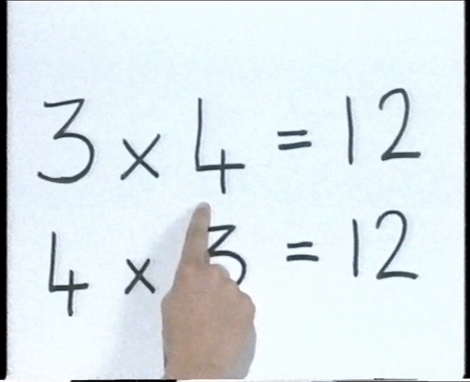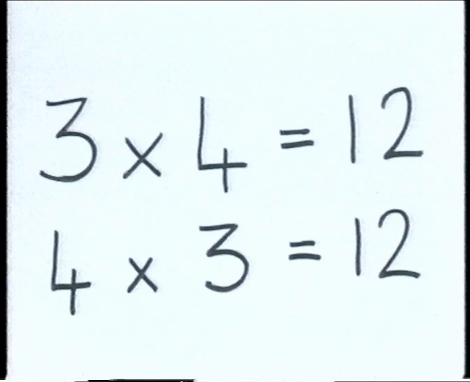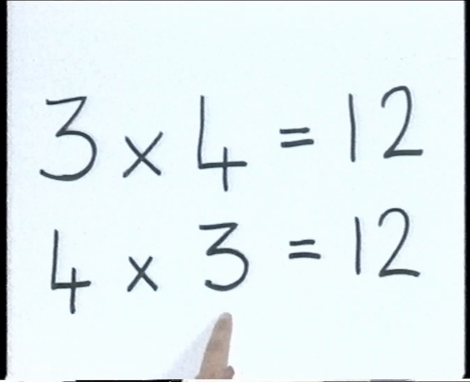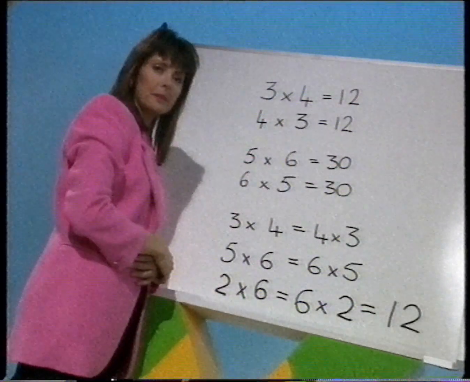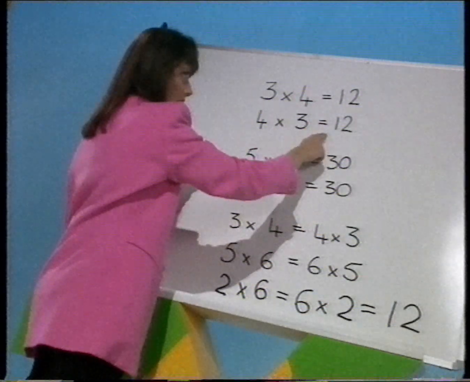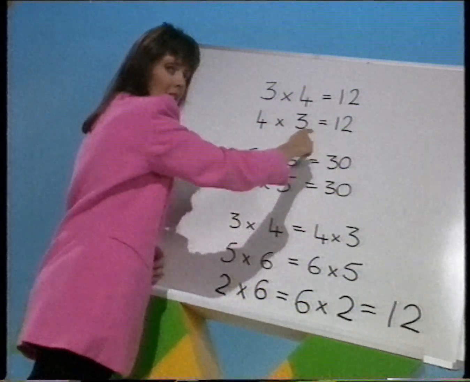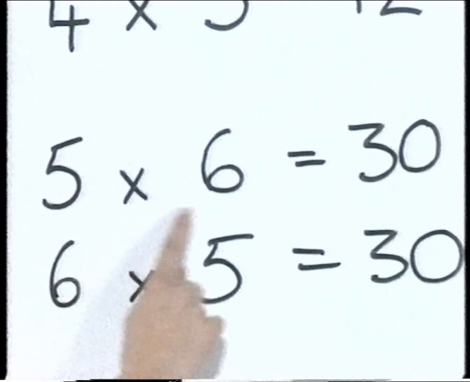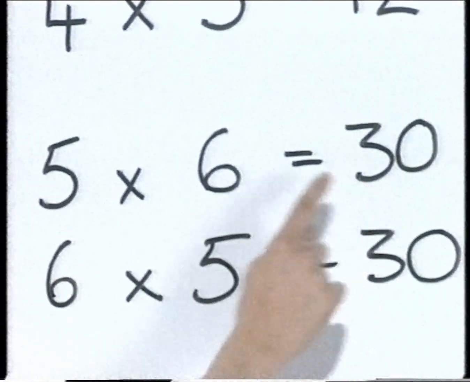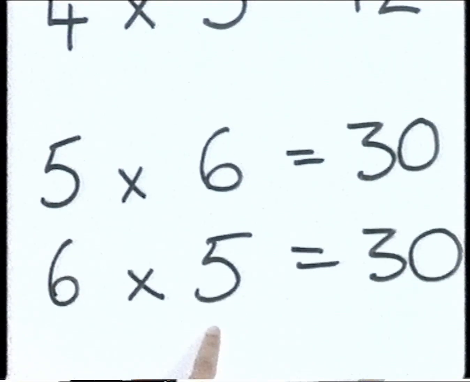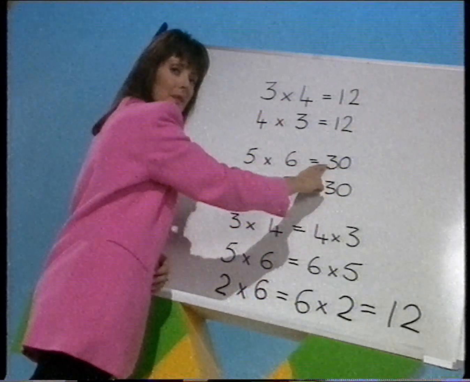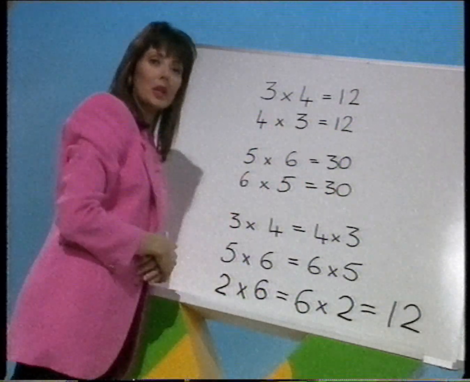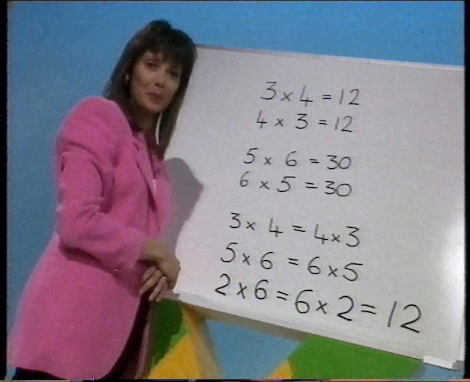3 times 4 is 12. Well, you know that. And 4 times 3 is also 12. Well, you know that too. What's happening? Well, the answer is the same. Now, 5 times 6 is 30, and 6 times 5 is also 30. The answer is the same again. Whichever numbers you try it with, you'll always find the same thing happens.